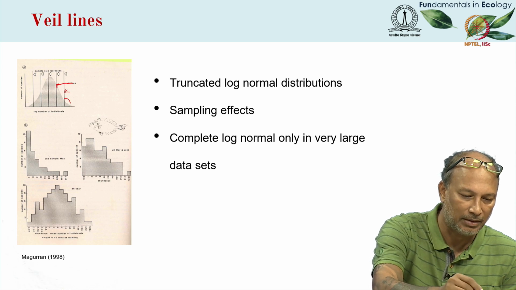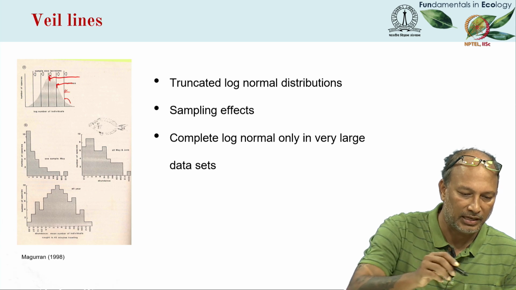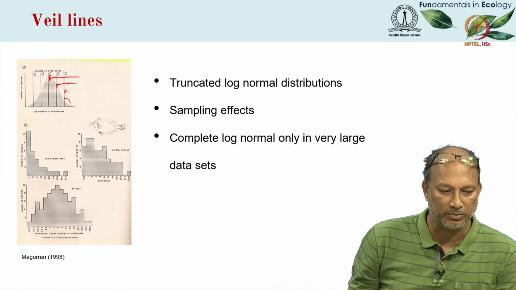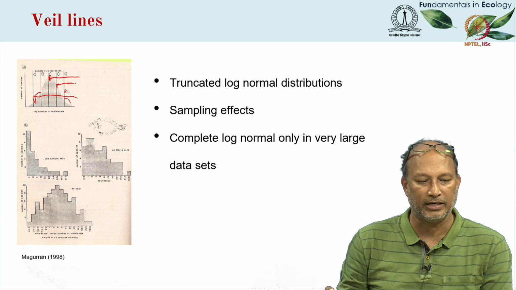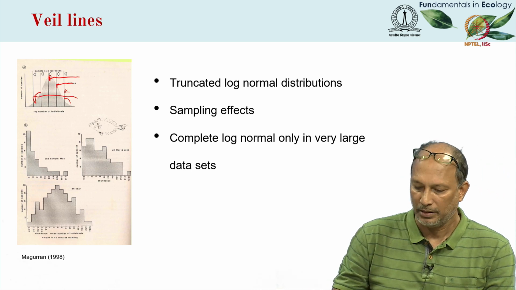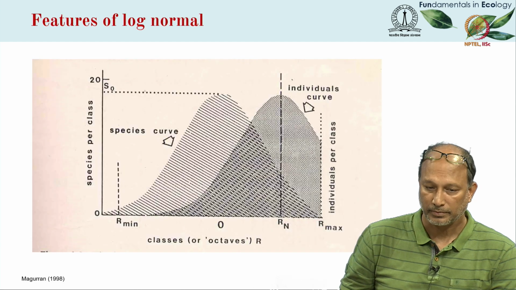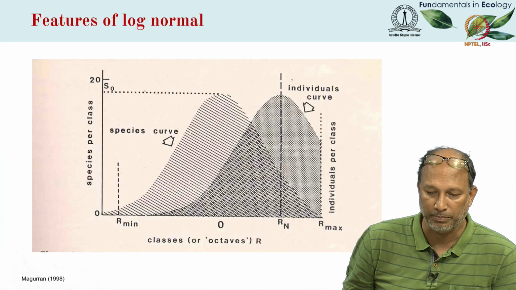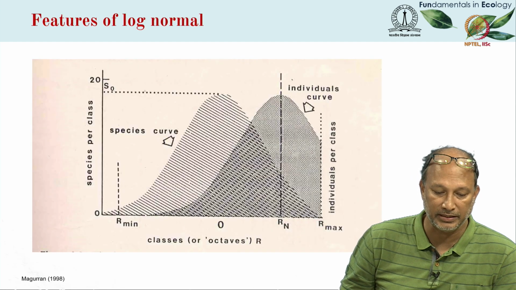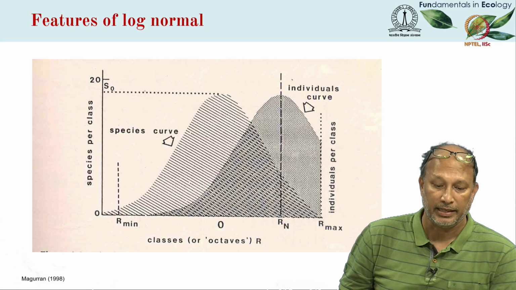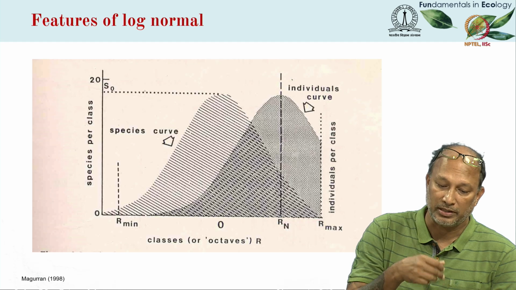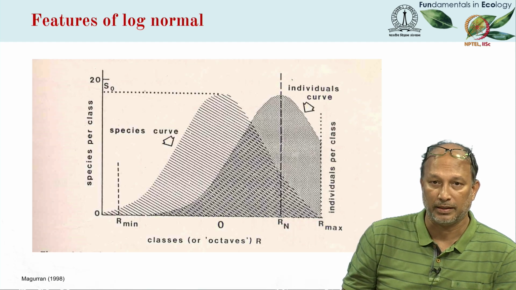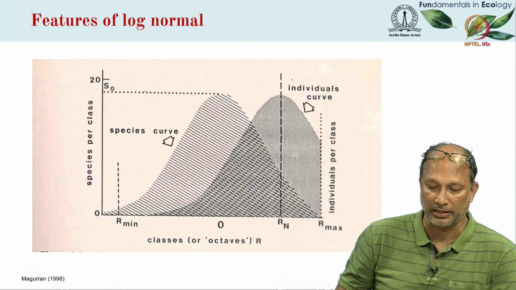As we increase sampling, we capture more species, and moderate amounts of sampling give us these truncated log normal distributions that we see very often in nature, and we very rarely get to a complete sampling that gives us a complete log normal. As I mentioned, one can plot both a species curve, which is the number of species in each individual class, and then one can also plot the number of actual individuals in those classes.